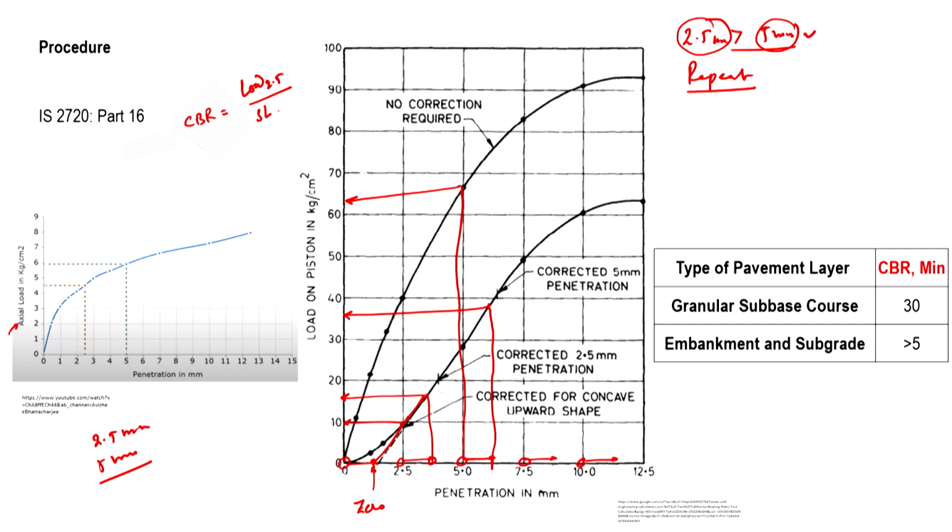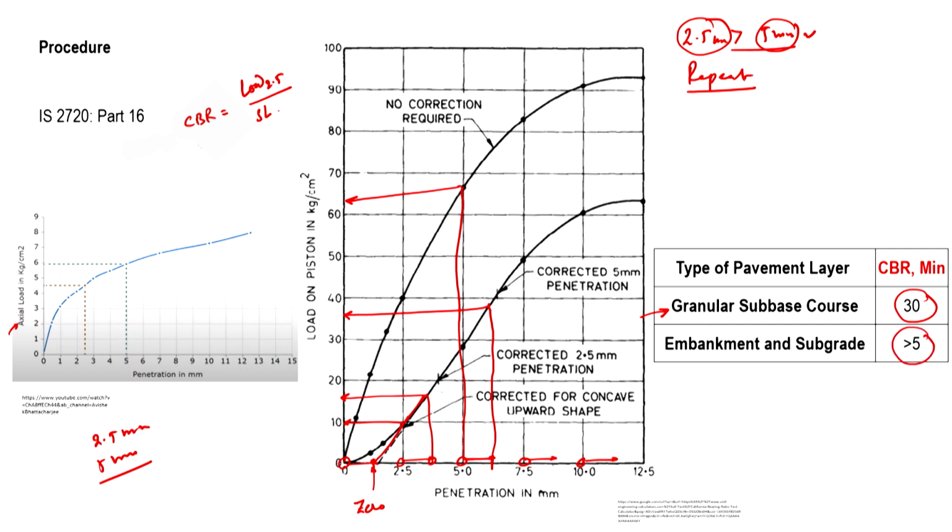For example, as per the Ministry of Road Transport and Highways, if you are constructing a granular subbase, then the aggregates, the material there, should have a CBR of minimum 30%. For embankment and subgrade, the minimum CBR should be more than 5%.